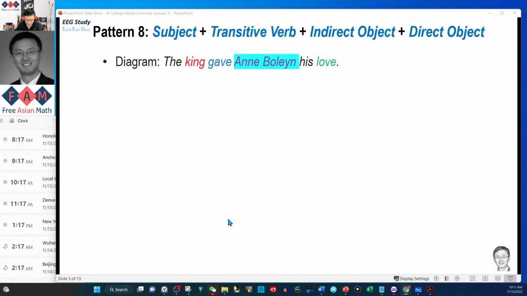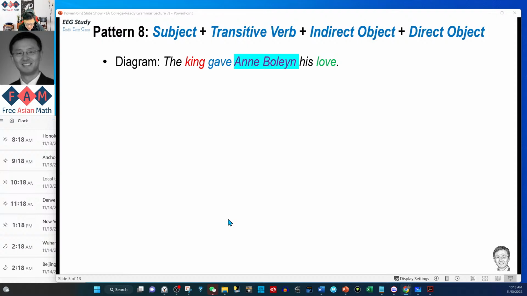But now, this version of the same sentence is different. The king gave Anne Boleyn his love. Because we have a solid understanding of the previous sentence, we see that logically, this sentence says exactly the same thing as the one with the prepositional phrase, right? Logically, this is the very same action, nothing changed. The only thing that changed is how we present the idea in English.